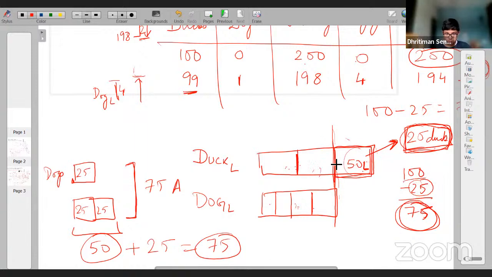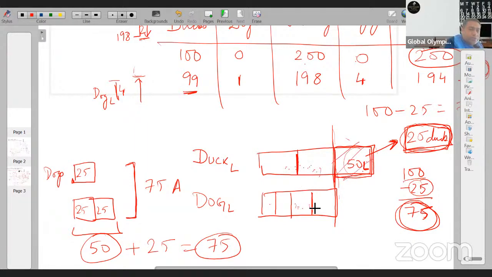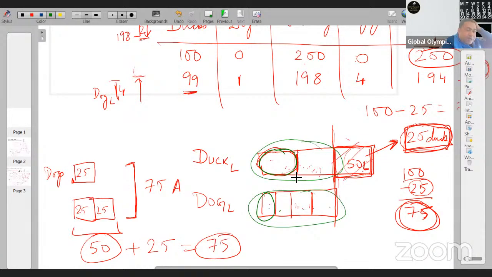Now, if you don't consider this one, the duck legs and dog legs are equal. Correct? And ducks have 2 legs, so divided by 2, this part becomes the count of ducks. If this is the count of ducks, then this is the duck legs. Correct or not? And similarly, divide this into 4 parts. So this one will become the count of dogs and this one will be the count of dog legs. Right? And we can clearly see if the legs are equal, then the ducks have to be double of dogs. Correct? Yes. Right?